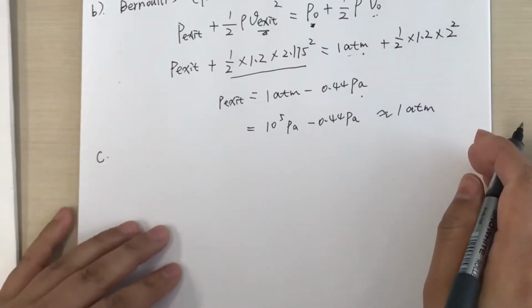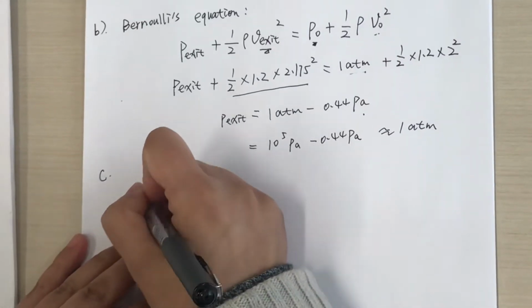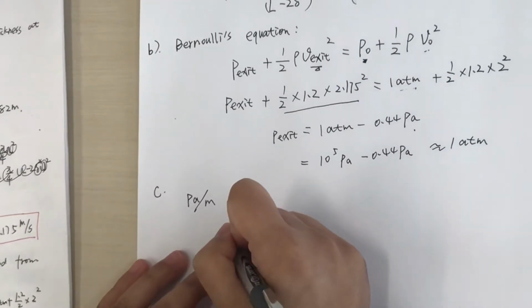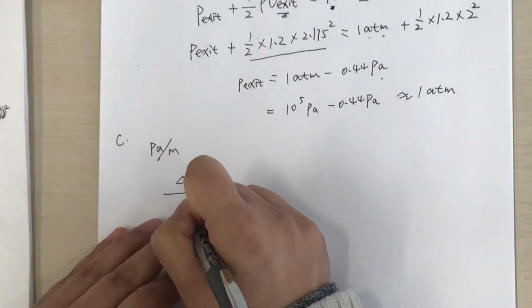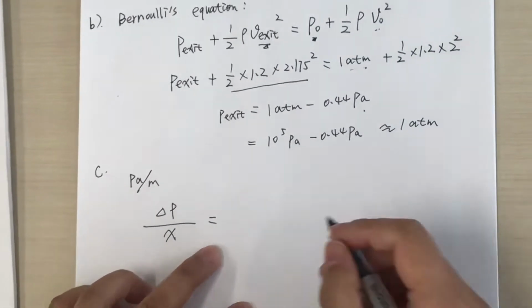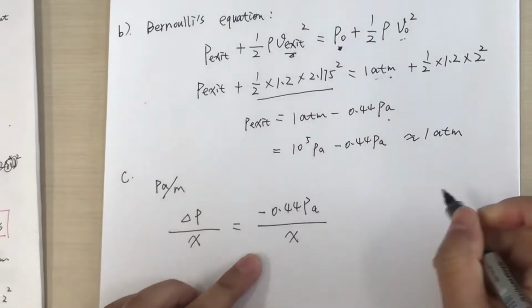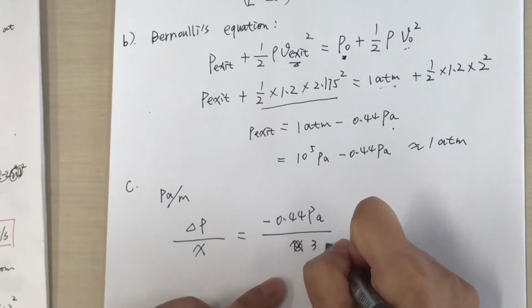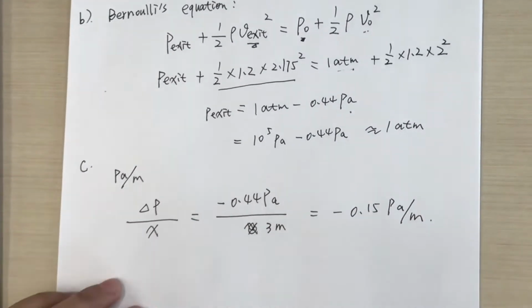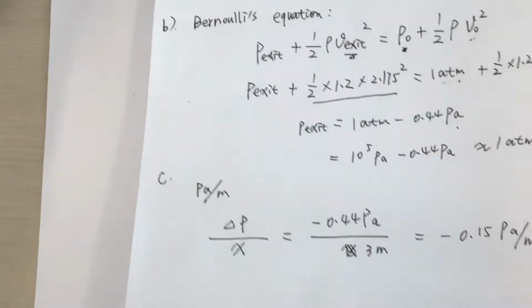And the last question is the average pressure gradient. The average pressure gradient, he wants in Pascal per meter, so we just need to get the pressure difference over the distance. For x, which should be 3 meters, we can get it here. It should be like this. Okay, this is the first question.